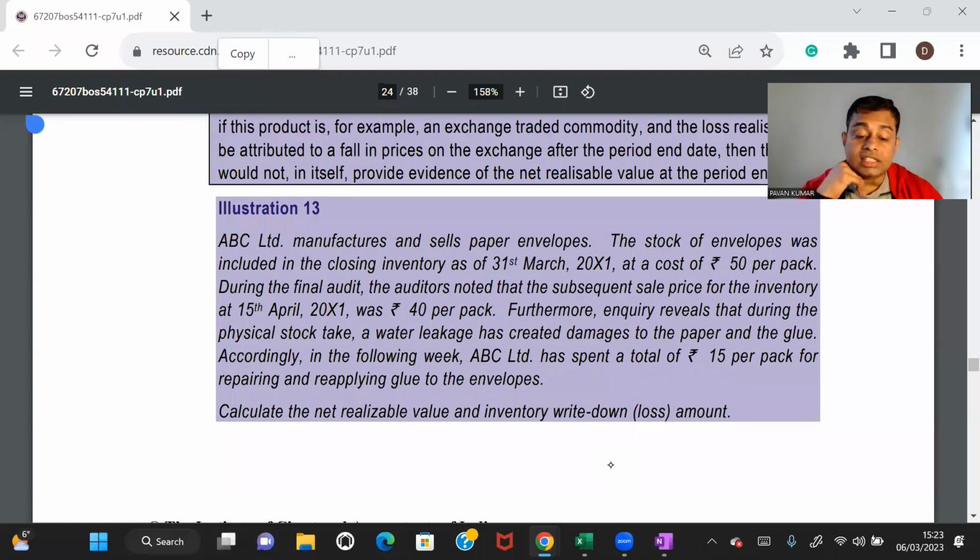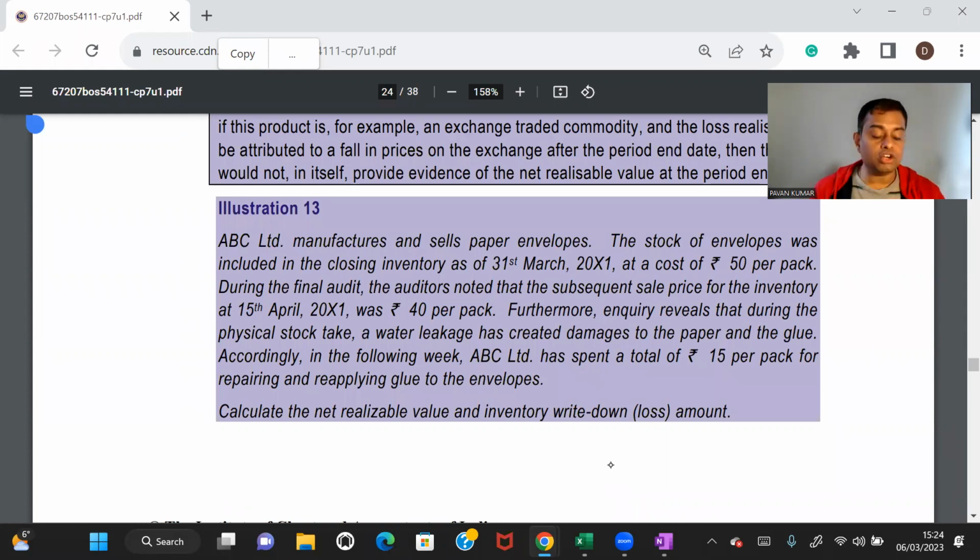Can someone read question number 13, please? Little louder, please, your voice is very low. ABC Limited manufactures and sells paper envelopes. The stock of envelopes was included in the closing inventory as of 31st March 2011 at a cost of rupees 50 per pack. During the final audit, the auditors noted that the subsequent sale price for the inventory at 15th April 2011 was rupees 40 per pack. Furthermore, inquiry reveals that during the physical stock take, a water leakage had damaged the paper and the glue. Accordingly, in the following week, ABC Limited spent a total of rupees 15 per pack for repairing and reapplying glue to the envelopes. Calculate the net realizable value and inventory write-down loss amount.